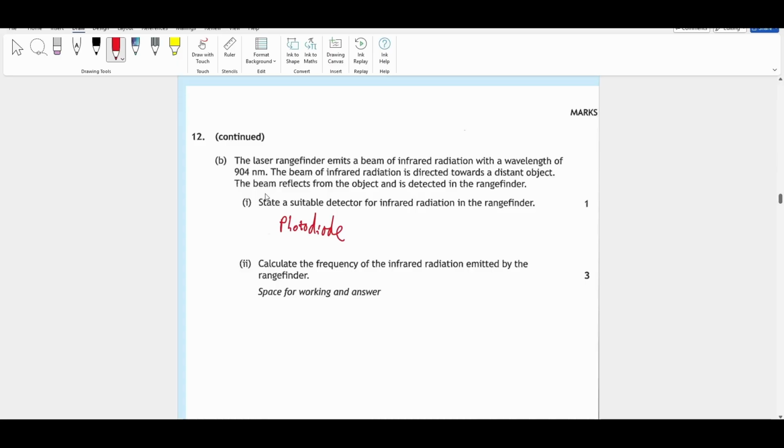In 12b part 1, you state a suitable detector for infrared radiation, and this could be a photodiode or a phototransistor. This list is not exhaustive, so when the marking scheme comes out, there may be multiple answers.